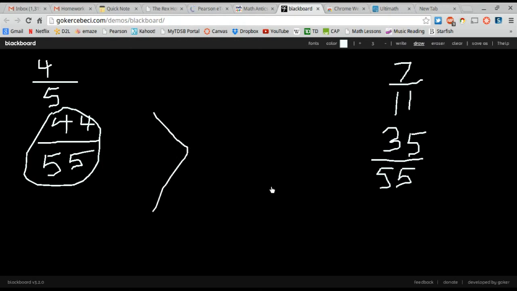All right, does that make sense? So you have to find a number that both numbers you can multiply together to get. That would be a common multiple, and it'll work. Let's do one more just to be safe.